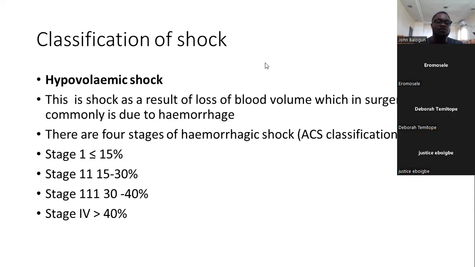So anything that makes you lose fluid, be it blood, be it serum, or be it even water from your system, via vomiting, via stooling. Anytime you lose fluid and the result is shock, it is classified as hypovolemic. There are different things that can make it happen, like hemorrhage, bleeding. Commonly, hemorrhagic shock is the commonest type of hypovolemic shock and the commonest type of surgical shock.